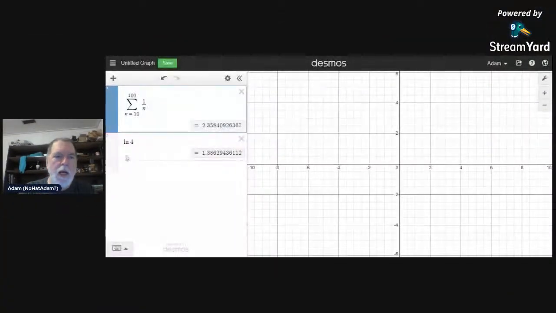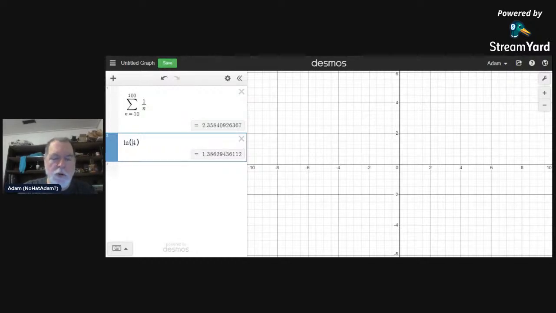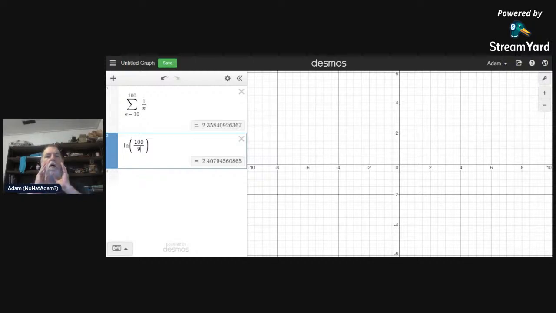Okay, so instead of this, let's do the log of, what was it, 100 over 9, and there you get. See, you get a close enough approximation. Okay, so we're going to go with the logarithm here.